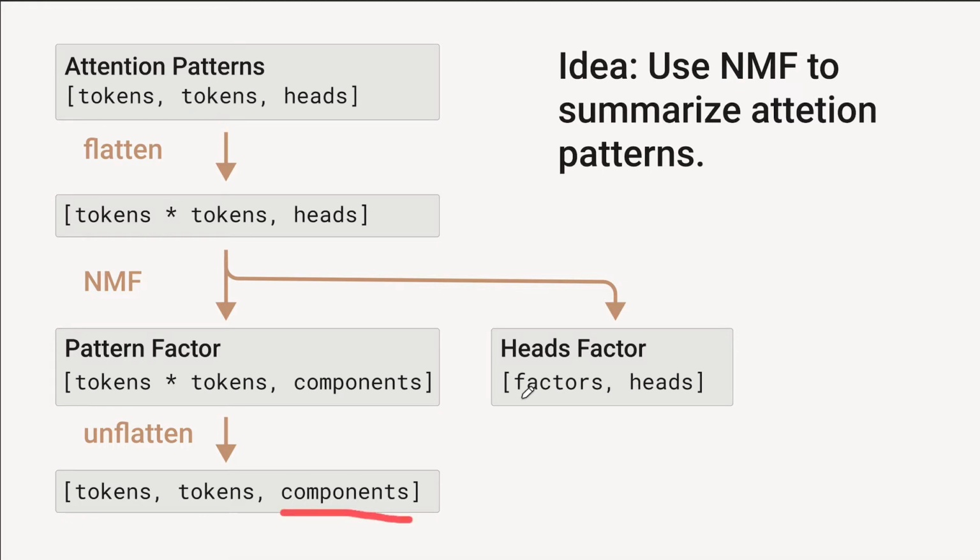And then each component, and that should be components, not factors, is a vector over heads. So we have one factor that describes where each component looks, and one factor that describes which heads correspond to each component. Okay.